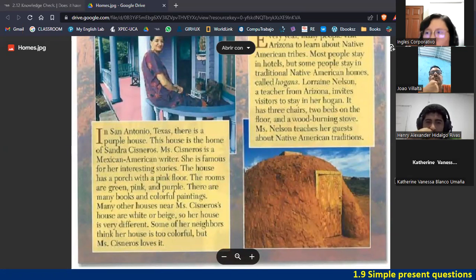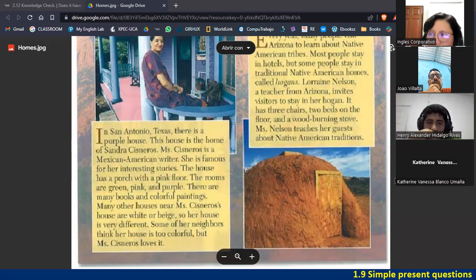This house is the home of Sandra Cisneros. Mrs. Cisneros is a Mexican-American writer. She's famous for her interesting stories. The house has a porch with a pink floor. The rooms are green, pink, and purple. There are many books and colorful paintings.